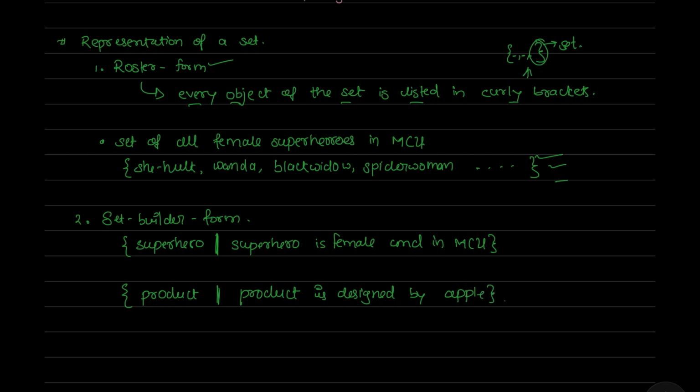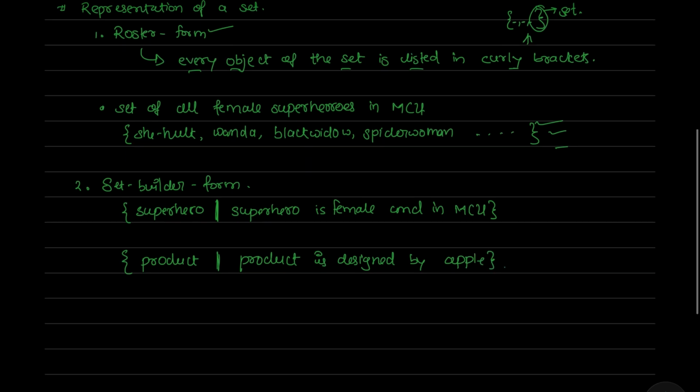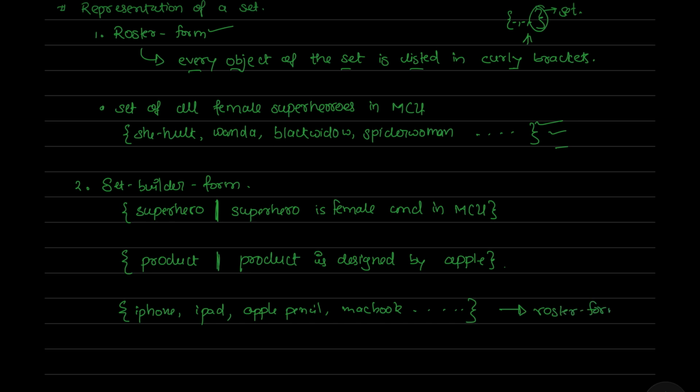This is another set where you will have products like your iPhone, iPad, Apple Pencil, MacBook. Like this, it would continue. But see, it took a lot of effort to write everything in your roster form. So, a set builder form is an easy way to denote a set using its definition rather than listing every element.